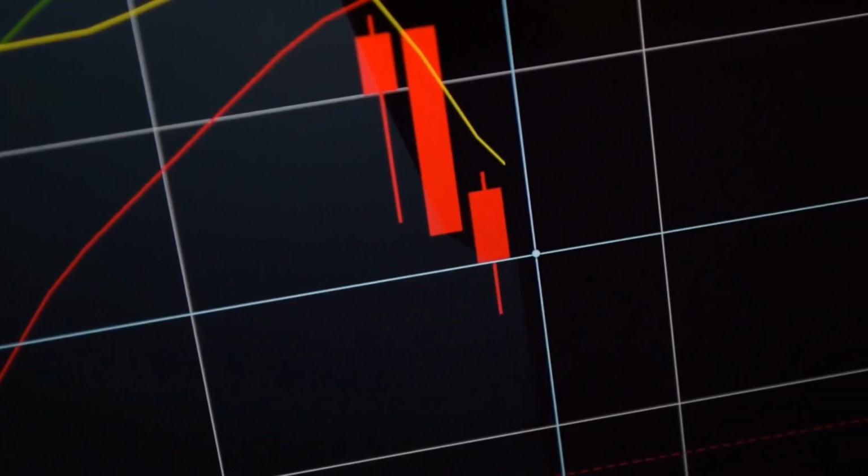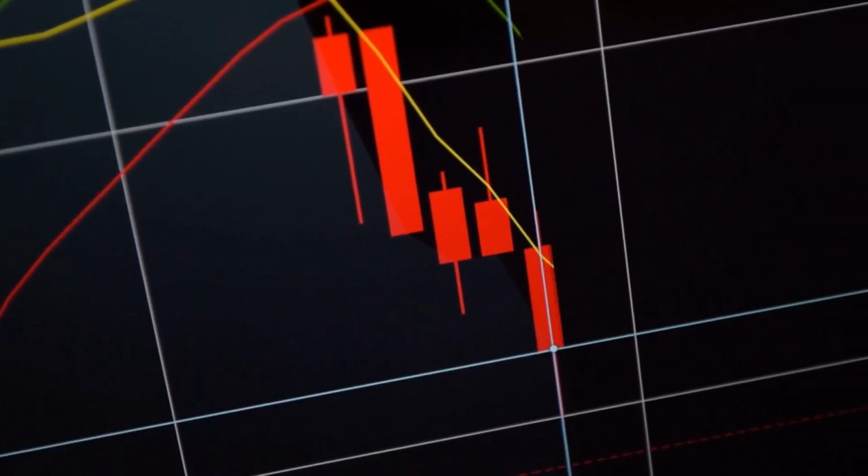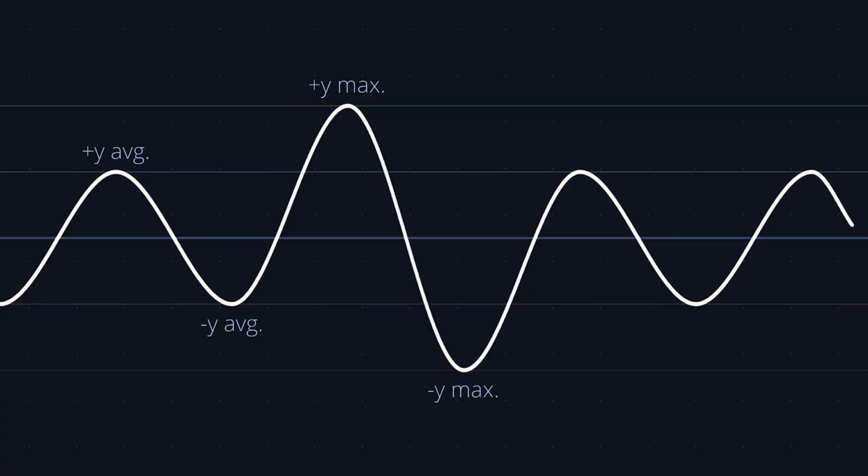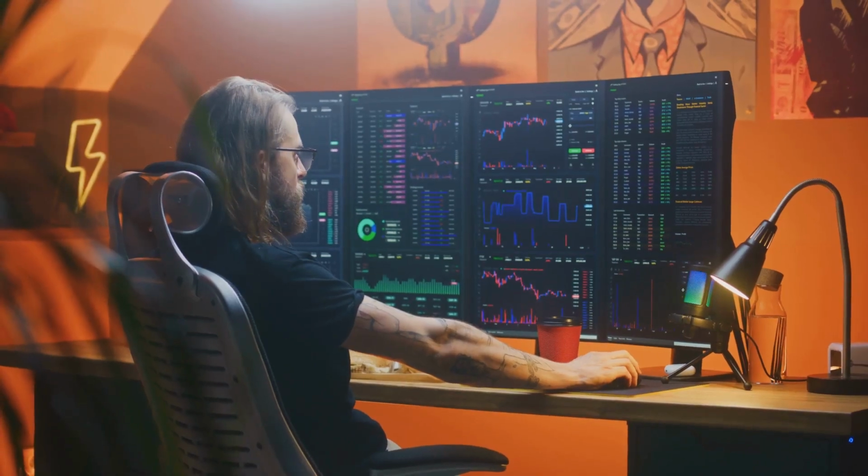Combining indicators provides a more comprehensive view of the market. For example, if the RSI shows an overbought condition and the MACD exhibits bearish divergence, the combination of these signals would provide a stronger case for a potential price reversal. Let's conclude with some final thoughts.